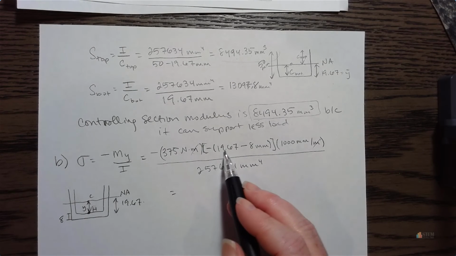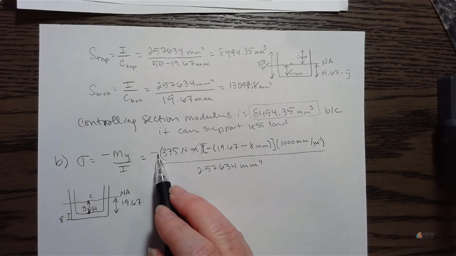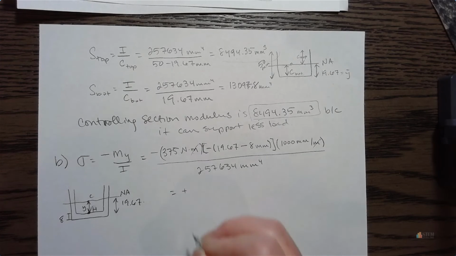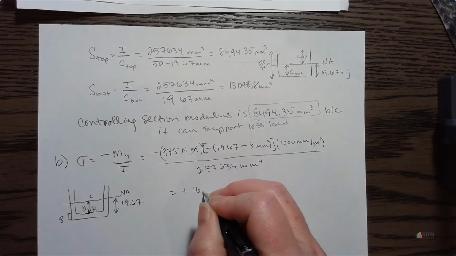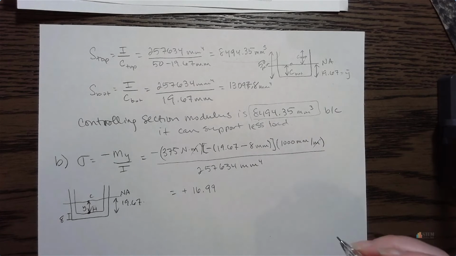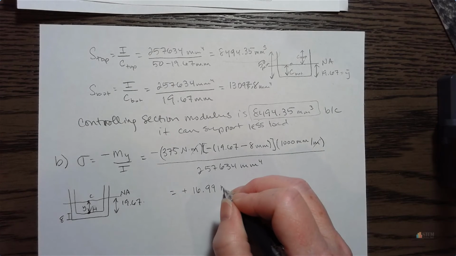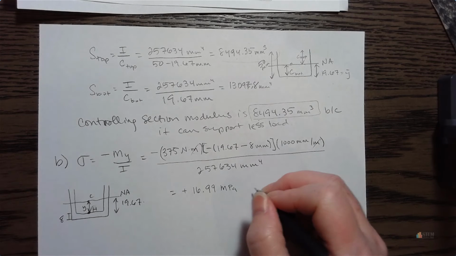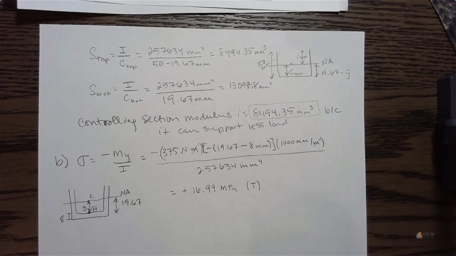Notice that this and this are going to cancel each other out. The two negatives cancel. It becomes positive. Right? So we're going to have a positive value, and it's going to be about 16.99, all right? And units here would be megapascal. Now, since it's positive, that means it's in tension, okay? So if we would have gotten a negative, it would be compression.